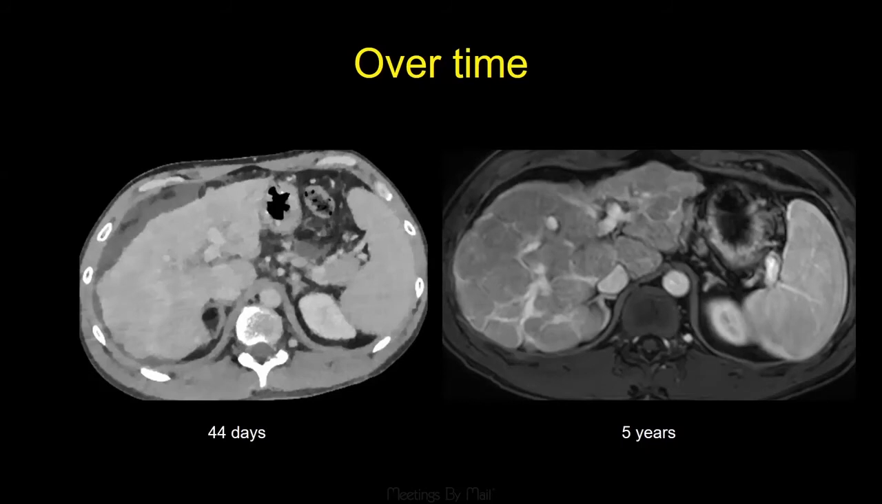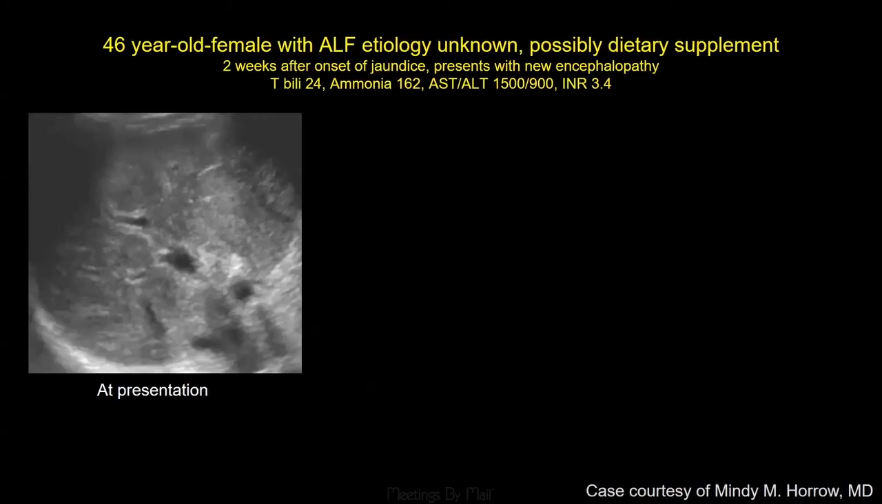So he's followed radiographically every 6 months. This is a different patient who had ALF from an unknown etiology, possibly a dietary supplement. And this is her liver ultrasound at presentation. You can see this kind of heterogeneous appearance of the liver with echogenic and then hypoechoic areas, no ascites. We see a smooth liver surface.